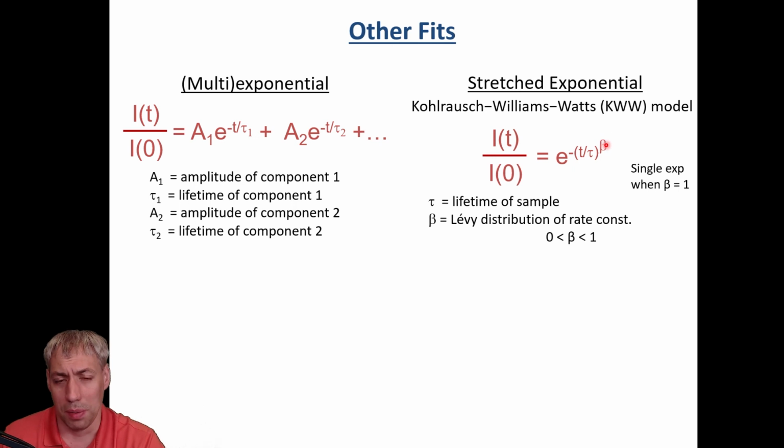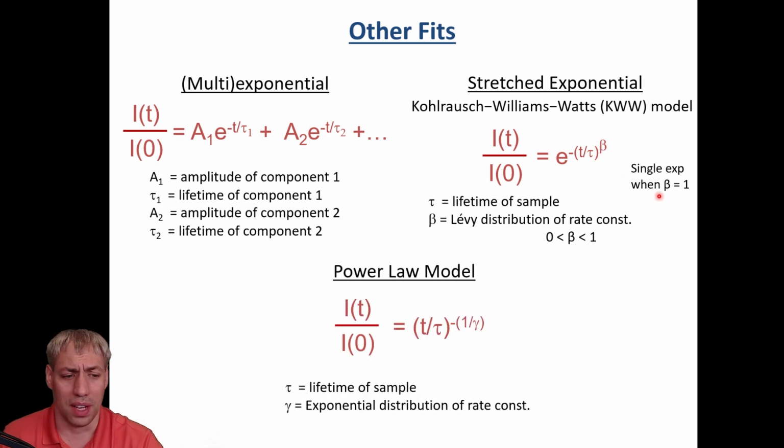So this beta parameter has at least some physical meaning. When beta equals 1, it's single exponential. If it's less than 1, it means something else. There's also some power law modeling that you can do. In this case, you have this gamma parameter, and it assumes there's an exponential distribution rather than a Levy distribution. The point is these are describing different things.